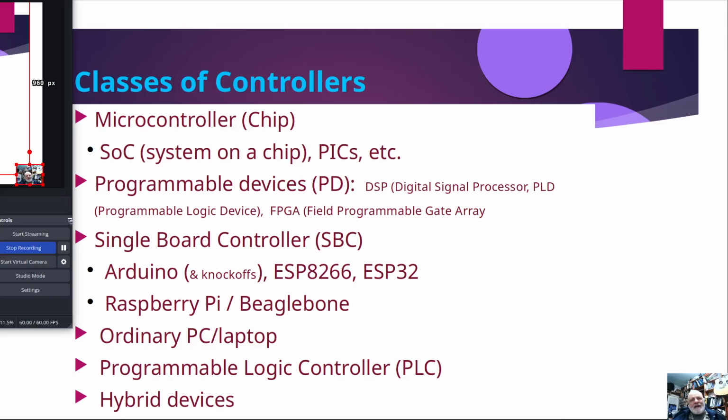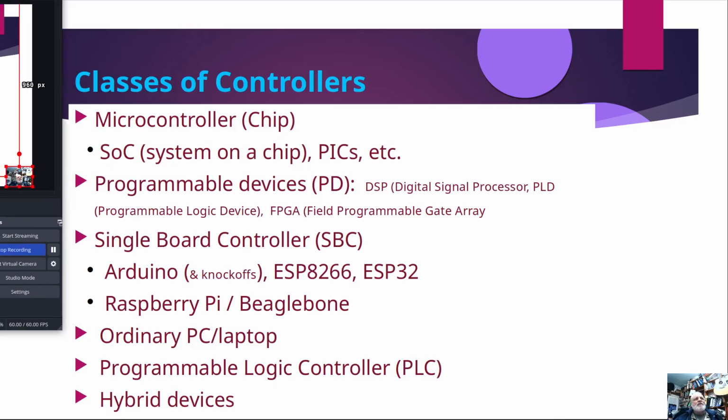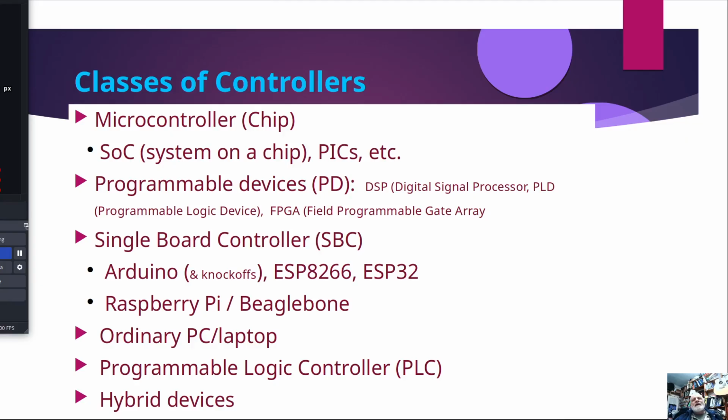They have a lot of I/O on them. They have a lot of capabilities, and you can just build them and put them in a circuit that you want. There's various different programmable devices. There's single board computers. There's, of course, just ordinary PCs. And then there's industrial class PLCs and hybrid devices. So let's take a look at each one of these.